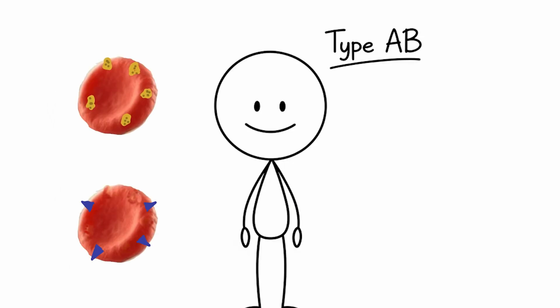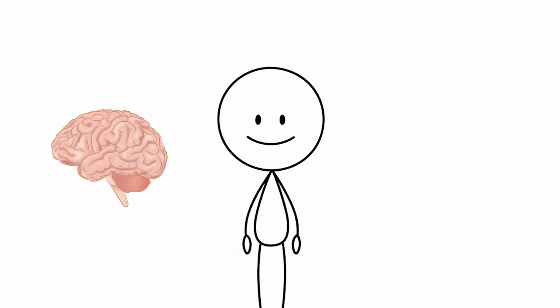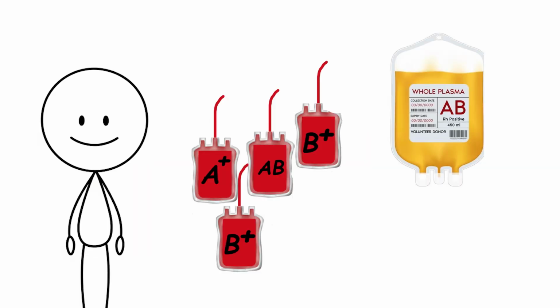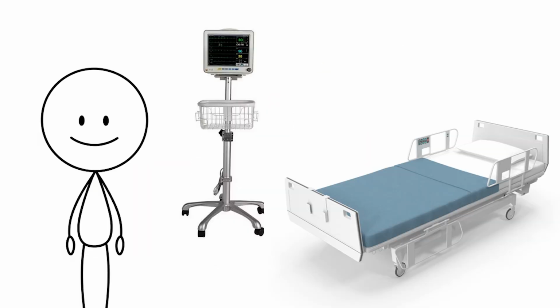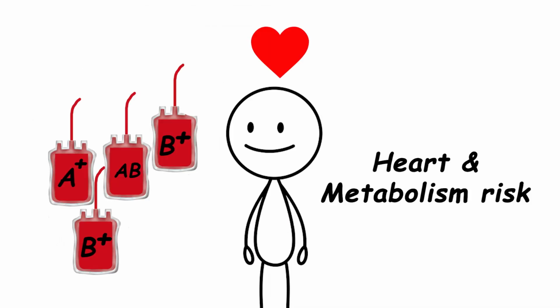Type AB merges the immune nuances of both A and B, but this profile makes AB carriers somewhat more likely to develop cognitive impairments and certain infections. However, AB plasma's universal compatibility gives this rare group high value in critical transfusion scenarios. Blood type even influences cardiovascular and metabolic risk.